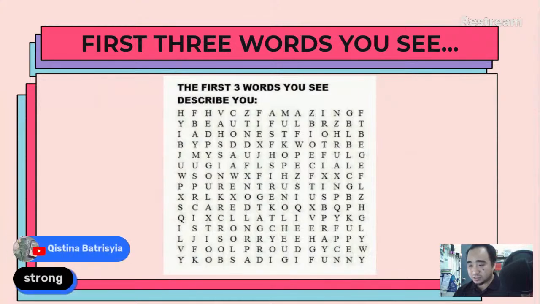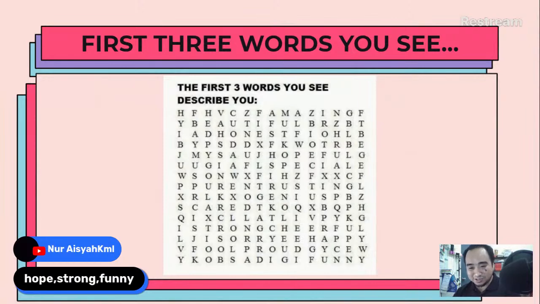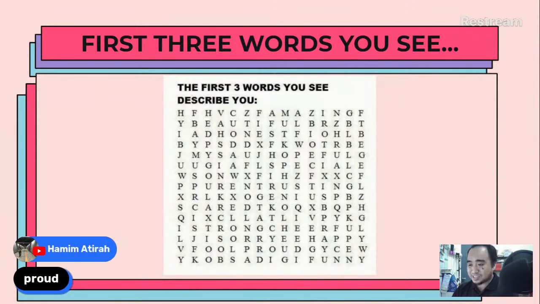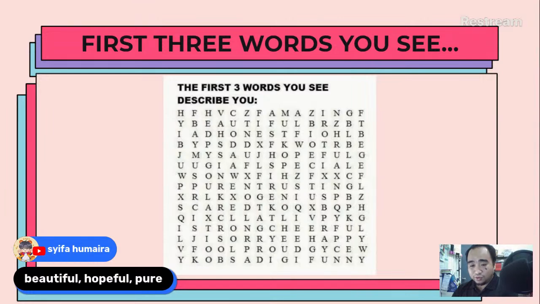You have strong. You have scared. Good. You have funny, amazing, full, genius. Okay. Hope, strong, funny. Three words that describe you. Good, Nur Aisha. I hope I said your correct name. You have happy over here, proud, honest, and thank you, Shifa Humaira. We have beautiful, hopeful, and pure.